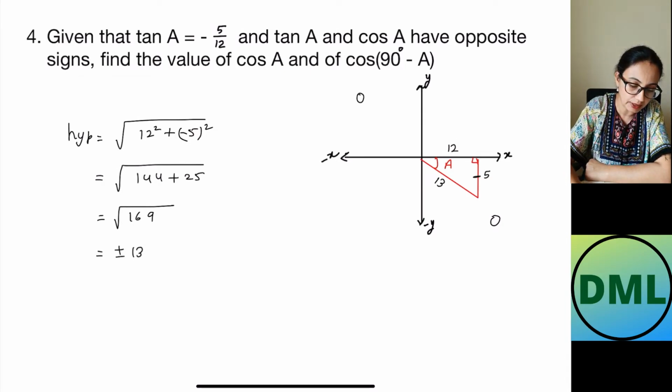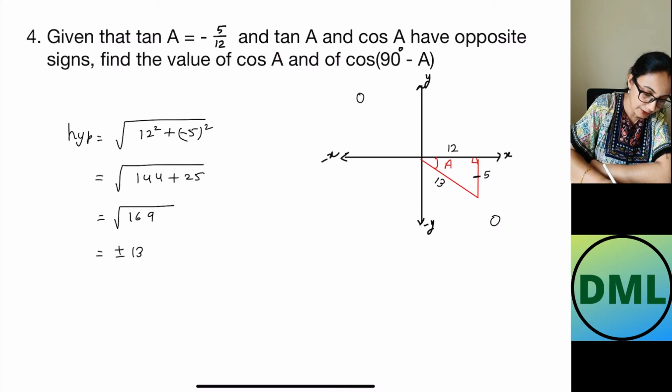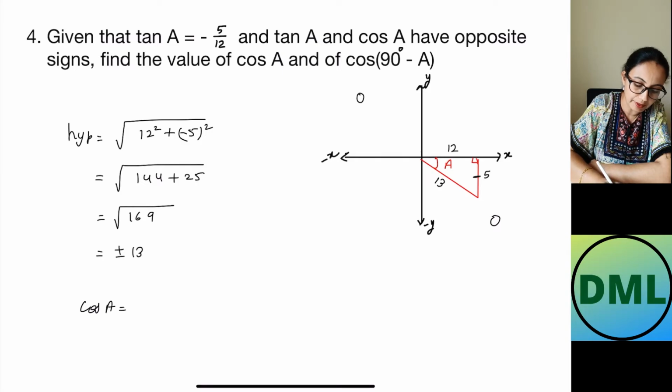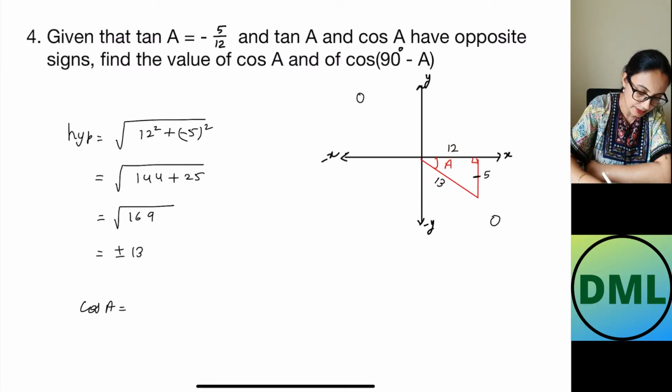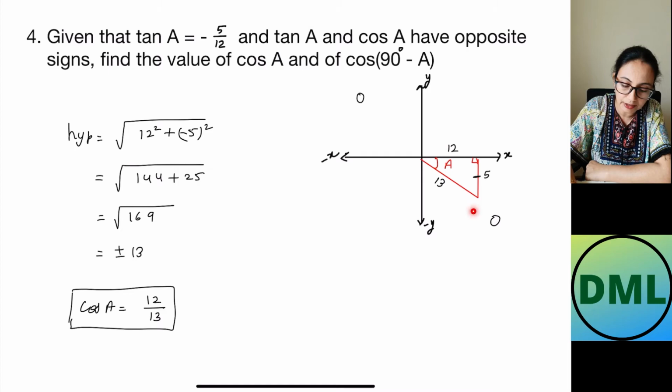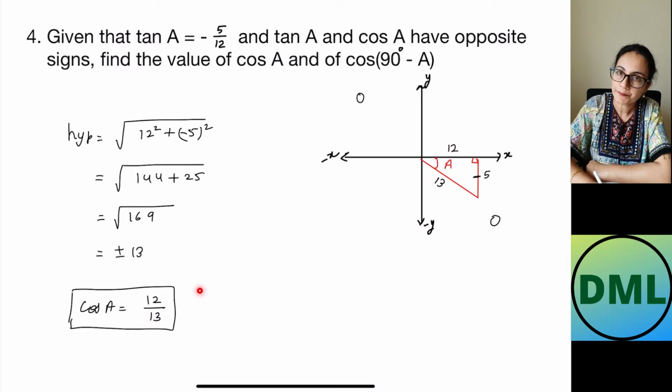I need to write down the answer for cos A. Let's write down the value for cos A. Cos A will be given by base over hypotenuse. So for this A, the base is 12 and the hypotenuse is 13. It will be 12 over 13. This will be my answer for cos A. As we know that in the fourth quadrant, cos theta is positive and my value for cos A is also positive. That means my answer is correct.